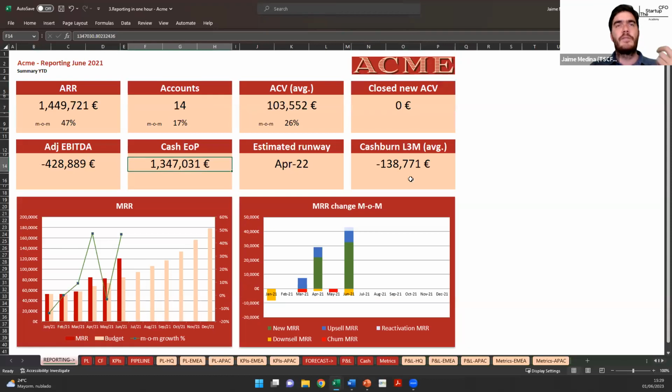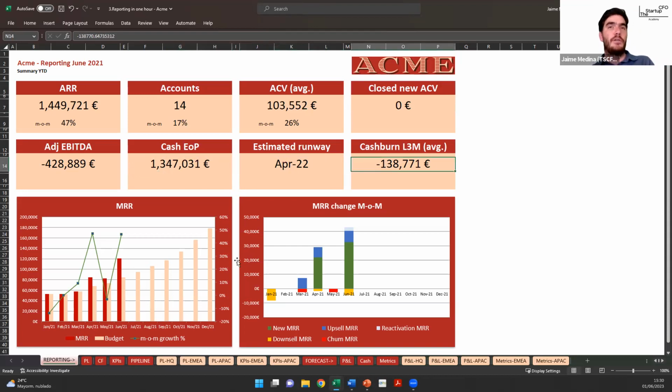Adjusted EBITDA, cash in the period, runway, when we think that we would run out of cash. Thank God it didn't happen in real life, by the way. They're still fine and healthy. And how much they're burning. So with these three figures, they can make some calculations.